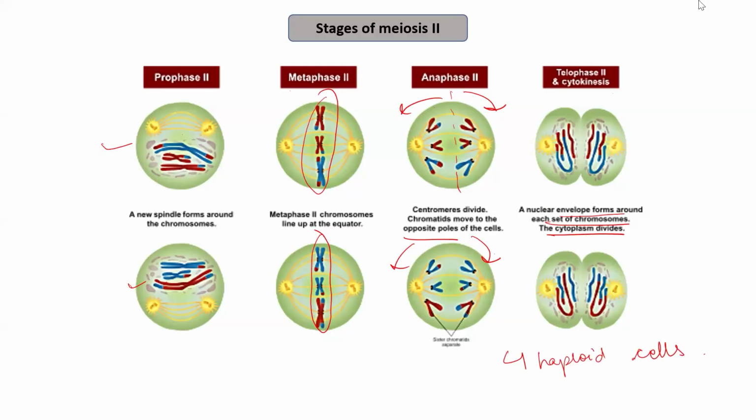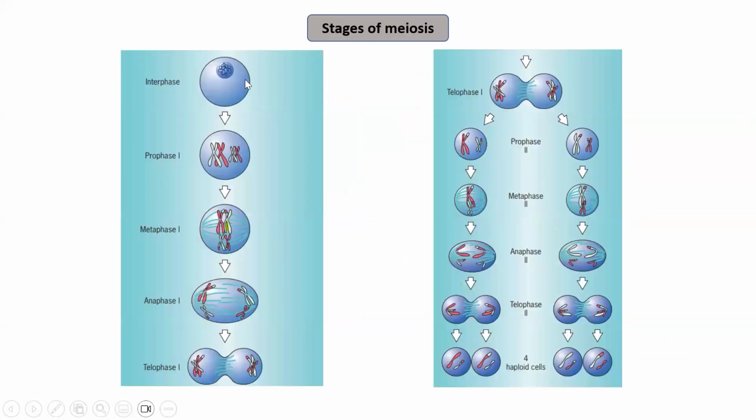Right? So this is happening in meiosis 2. If we have to observe the complete stages of meiosis, it starts with the interphase, where the cell prepares itself for meiosis. Then in prophase 1, there is a formation of chiasmata, and genetic recombination happens. In metaphase 1, there is an alignment of homologous chromosomes.